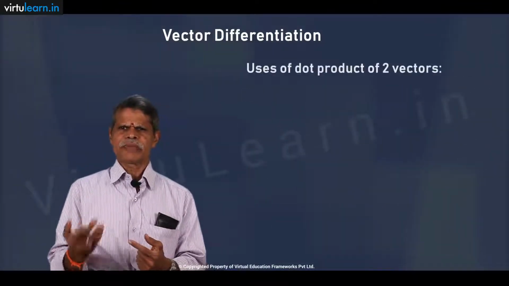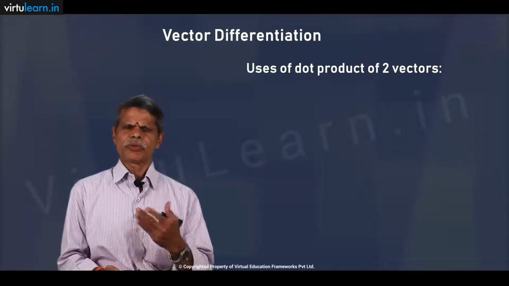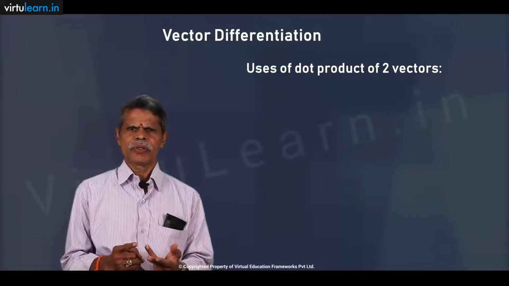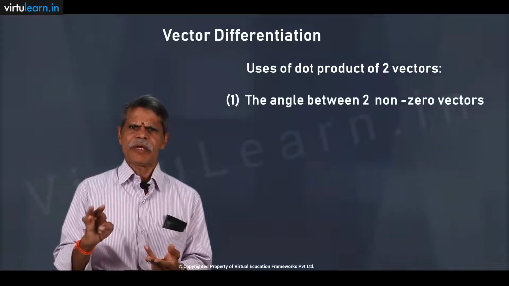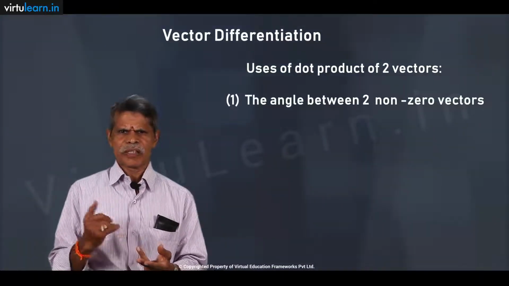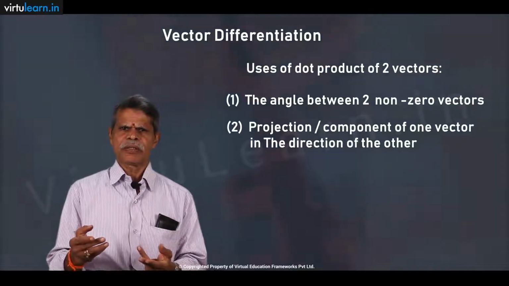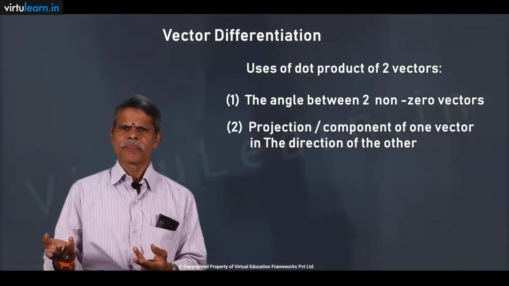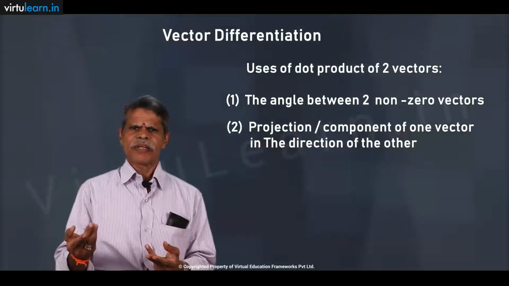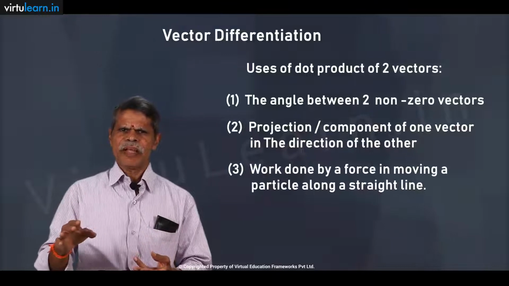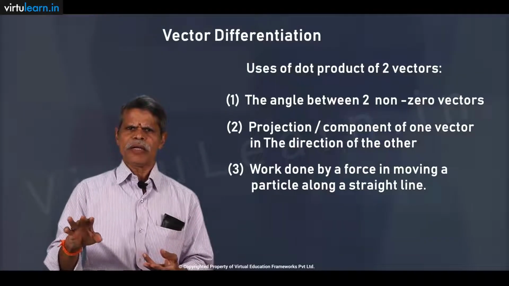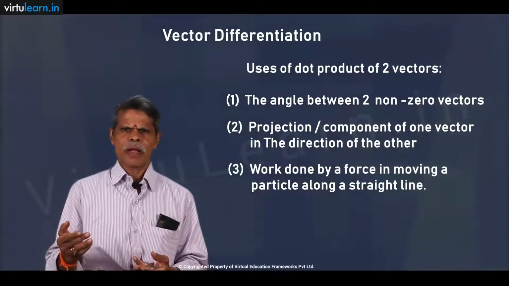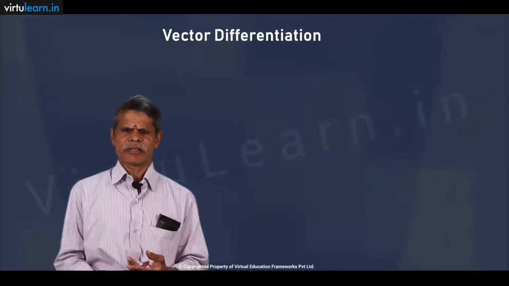What are the uses of this dot product? One is we can find out the angle between two given non-zero vectors. Another one is we can find the projection of one vector in the direction of the other. The third one is we can find out the work done by a force in moving a particle along a straight line. Let us now discuss another type of product of vectors.